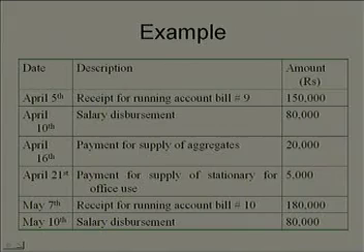Now, you can note down this example. Let us say we are talking of a construction project or a construction company rather. Now, I am giving you details of all the transactions that have been carried out by this particular company. For example, on April 5th, there is a receipt for running account bill number 9. You understand the running account bill?